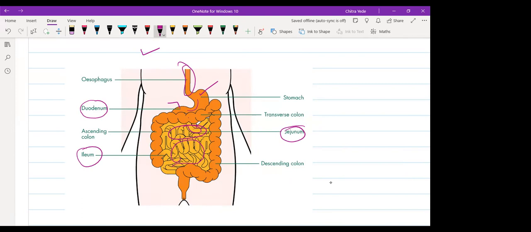Then we have the large intestine. The part which is going upside is called the ascending colon. It is called the transverse colon because it is parallel to the earth surface. And here it is coming down, so it is called the descending colon. Here we have the rectum and here we have the anus.